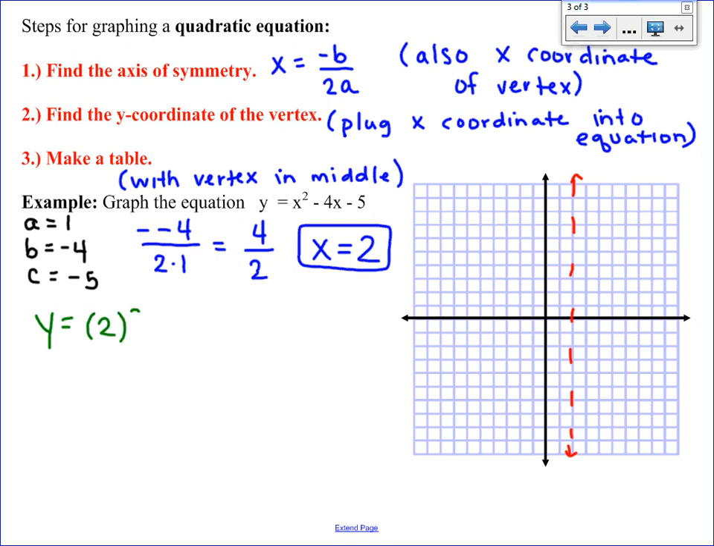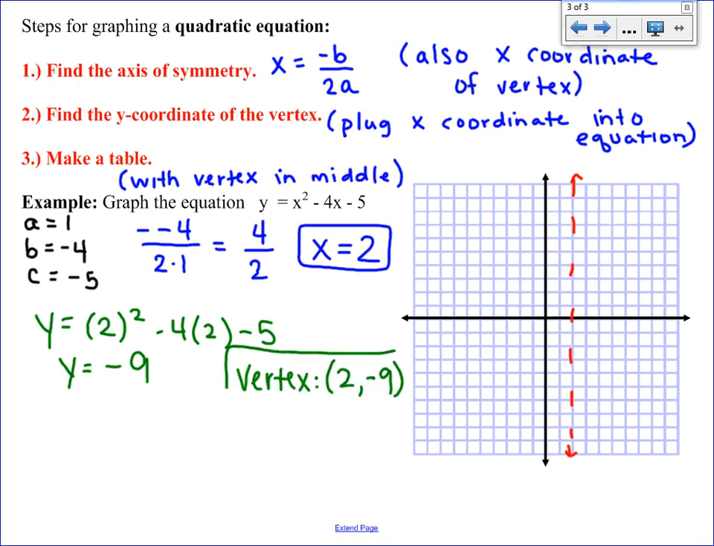In that equation, we're going to replace all the x's with 2 and then just simplify. If you want, you can put this in your calculator or you can just do each step individually. So 2 squared is 4, and then -8 minus 5. If you simplify that, you would get -9. So now we know that our vertex is at 2, -9. That's the next point that we're going to put on our graph. And you'll notice that the vertex is right on the axis of symmetry. Now, in your notes, I believe your graph isn't quite as big as the graph that I have here.